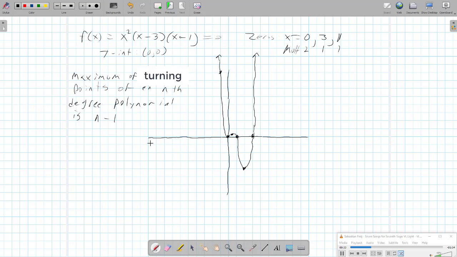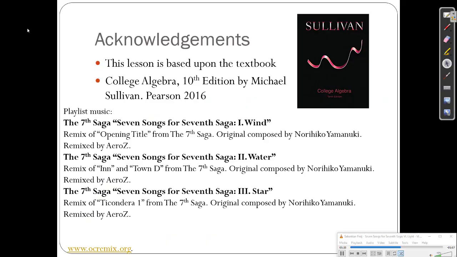It could have less than that. Like, for example, we looked at an x to the 4th function a bit ago. X to the 4th just looks like a parabola. It has 1 turning point at its vertex. But it could have up to 3. And like a 6th degree polynomial could have up to 5 turning points. A 12th degree polynomial could have up to 11 turning points. This one was a 4th degree. It had 3. Could have had less. Couldn't have had more.